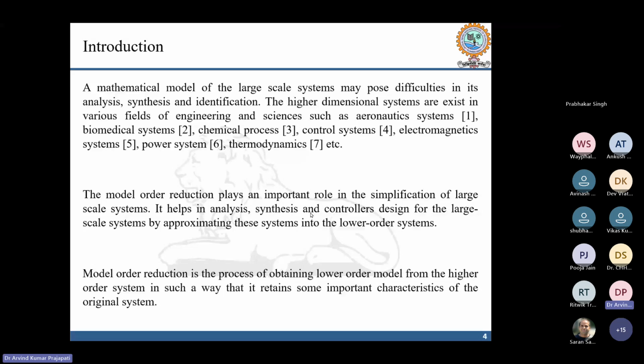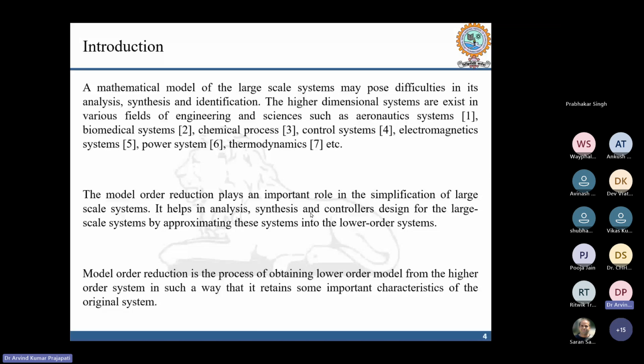Similarly, if your original system is stable, then your reduced system must also be stable. So these are the conditions if you are doing the model order reduction.